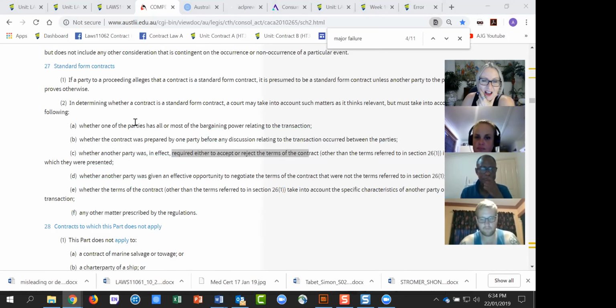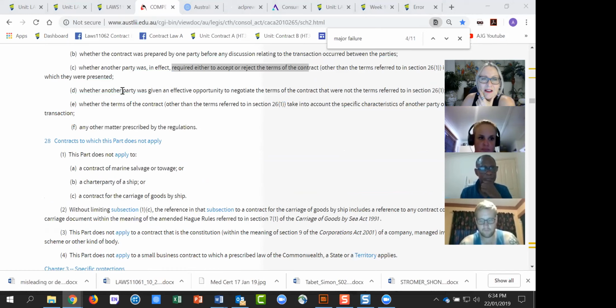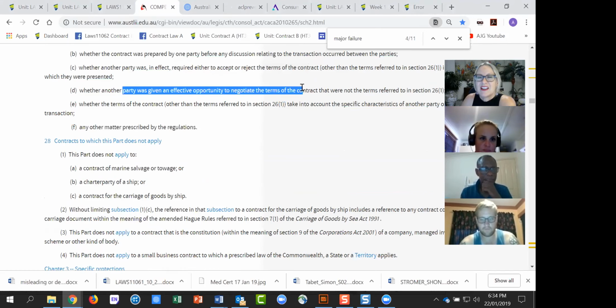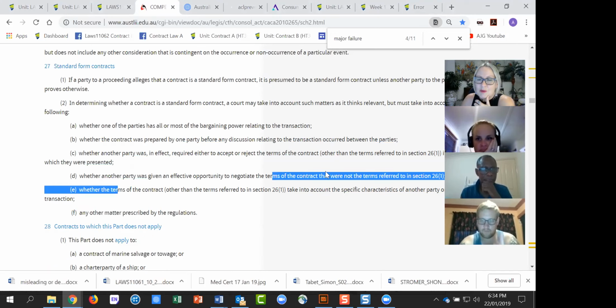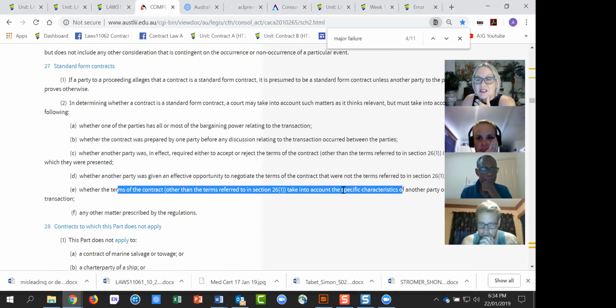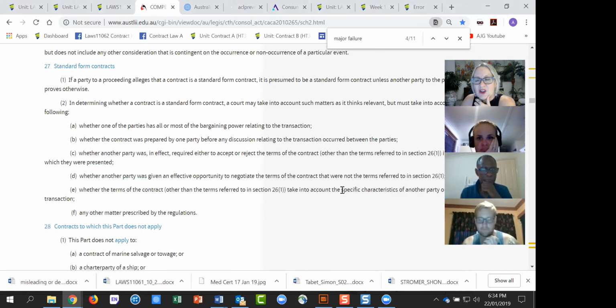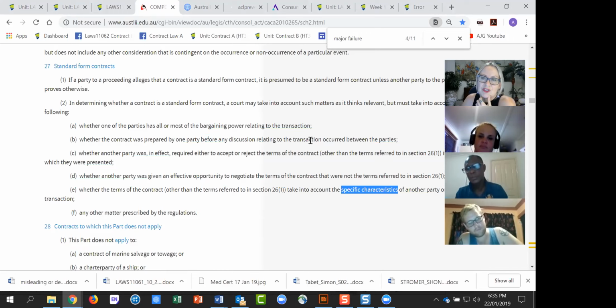Telstra. Whether one party, another party was given an opportunity to negotiate. Again, they're all flip sides of the same coin, aren't they, really? Whether the terms take into account specific characteristics. If you've read Wilmot, they note this nice little question: if the standard form contract leaves a little box that allows you to take some specific characteristics into account, is it going to avoid the whole classification as a standard form? Probably not. I wouldn't assume so.